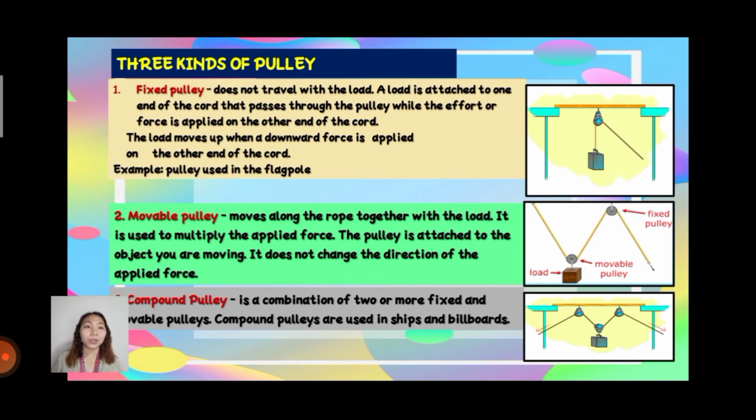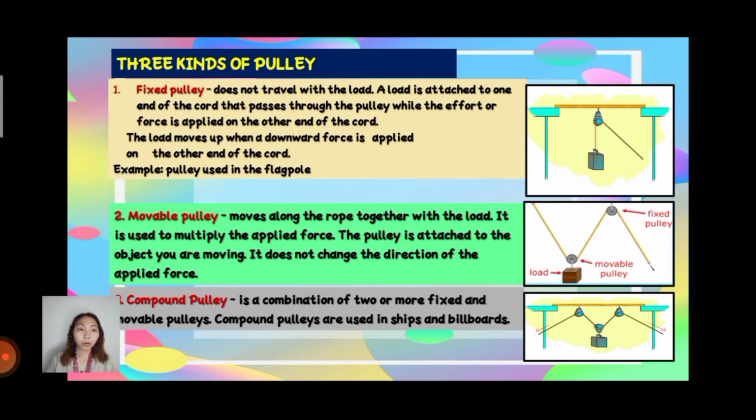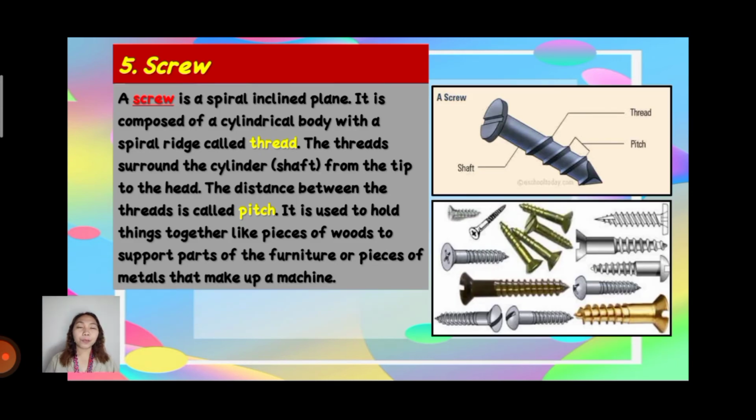And the third one is what we call the compound pulley. Okay, compound pulley is the combination of two or more fixed and movable pulleys. So, compound pulleys are used in ships or billboards. Okay, they are big.